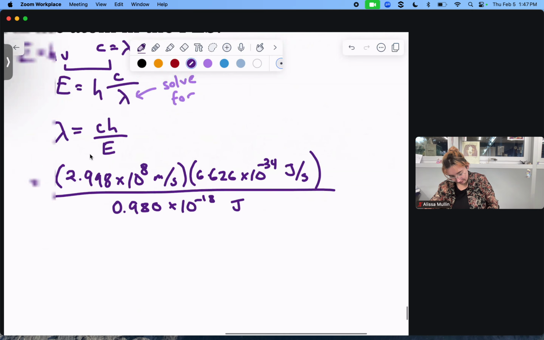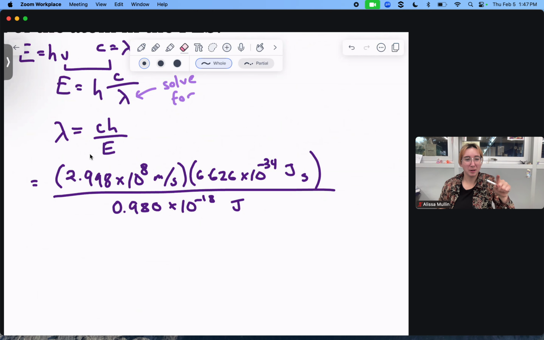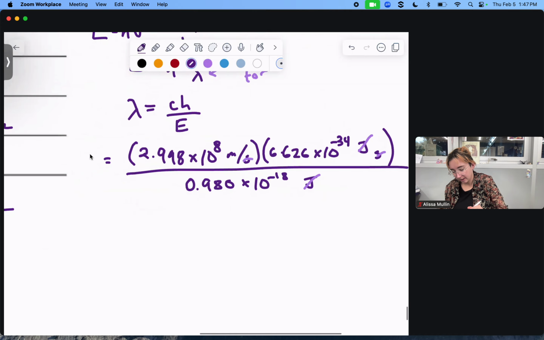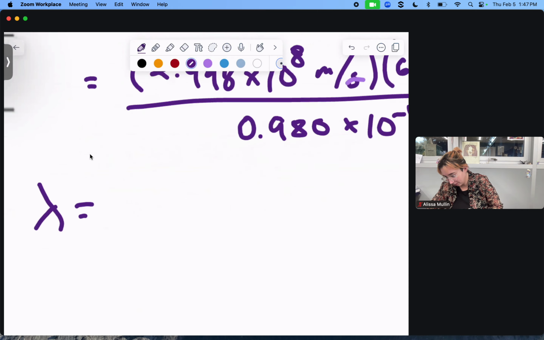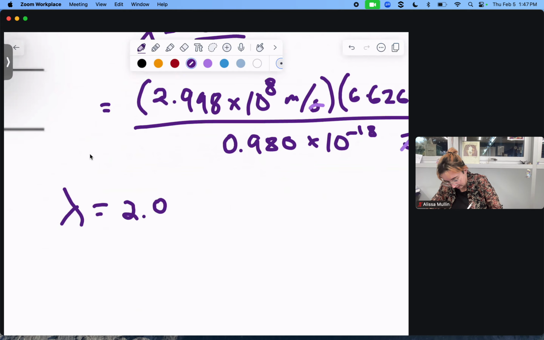Joules. Oh, sorry, I miswrote this. I was wondering why the units were being weird. On Planck's constant, it's joules times seconds, and on the speed of light, it's meters per second. So seconds on the top, seconds on the bottom, go away. Joules on the top, joules on the bottom, go away. We're solving for meters. You plug it in a calculator. Maybe you test that to see if you can figure out how to use your calculator properly. And we would get this with 3 significant figures.